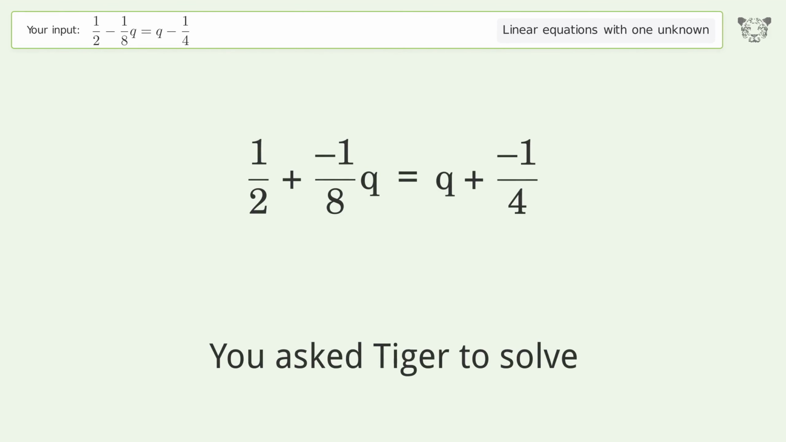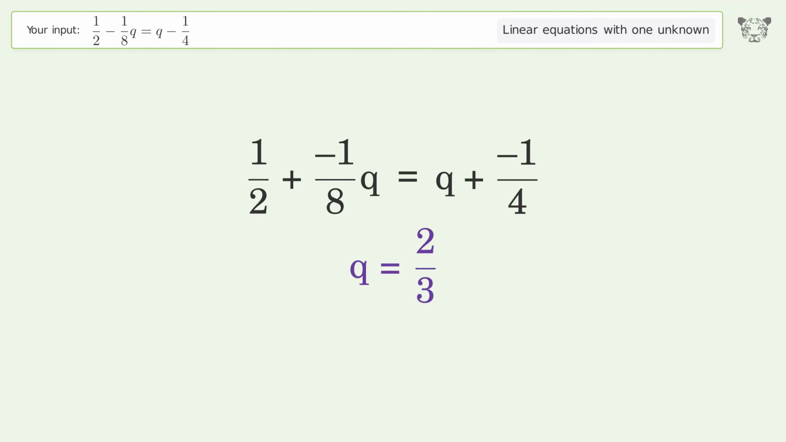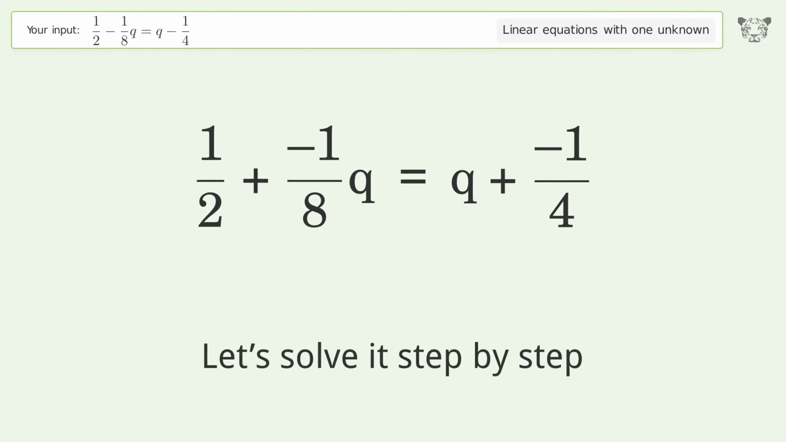You ask Tiger to solve this. It deals with linear equations with one unknown. The final result is q equals 2 over 3. Let's solve it step by step.